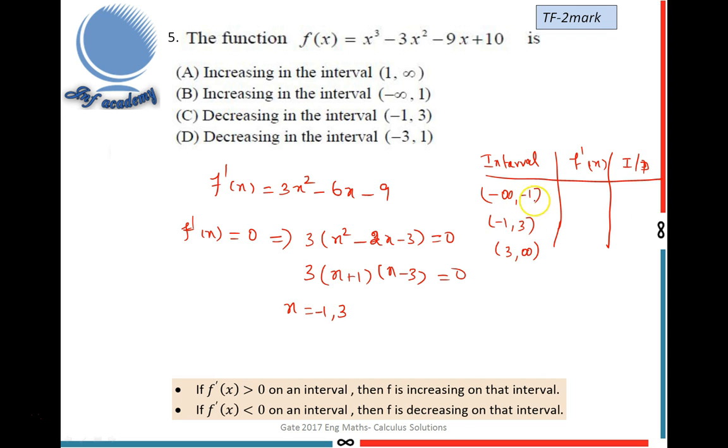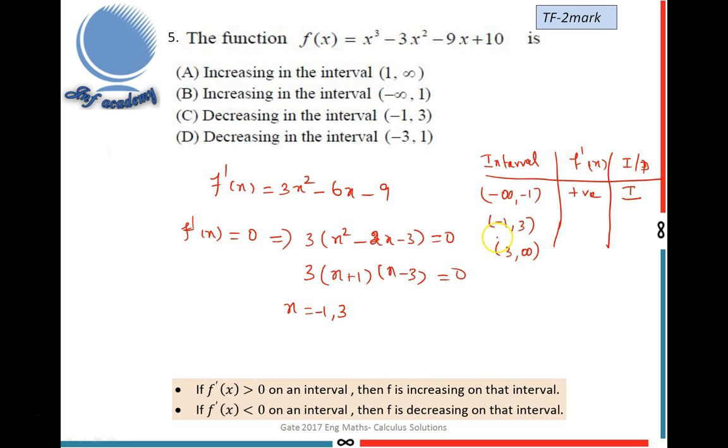Minus infinity comma minus 1. In that interval, x takes negative values. So I put minus 2, then I got this is negative, this is also negative. Multiplication of two negatives is positive. So in that interval f is increasing.